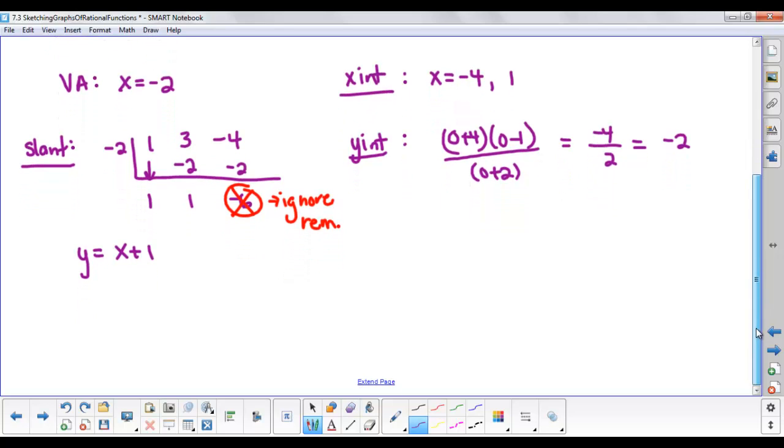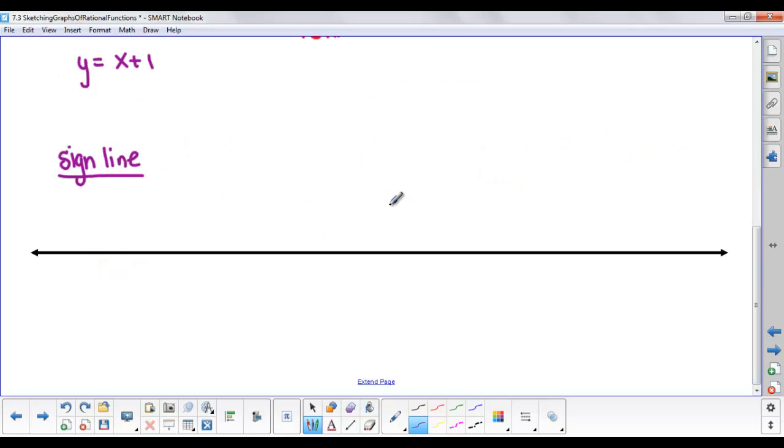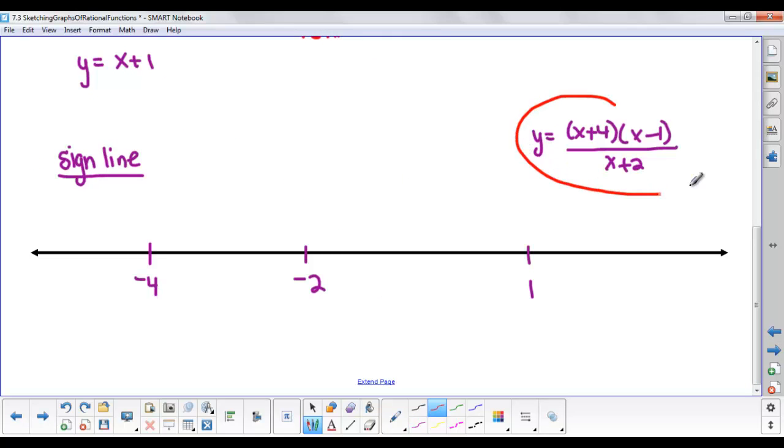Alright, so now with all of this in mind, we are going to create our sign line. And again, x-intercepts and vertical asymptotes only. And just to remind us, our function is on the right of our screen here. So what I'd like for you to do now is pause the video and try it out on your own. I'll work through it and we'll see if we match up with the exact same answers.